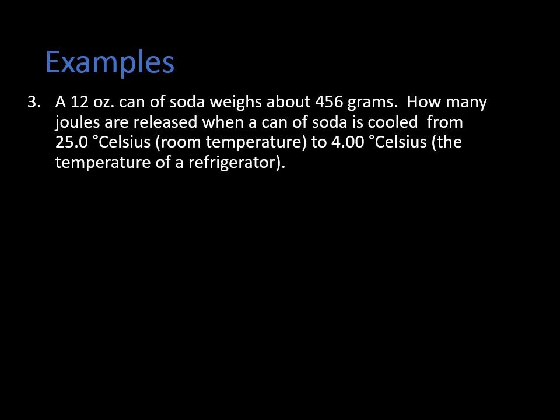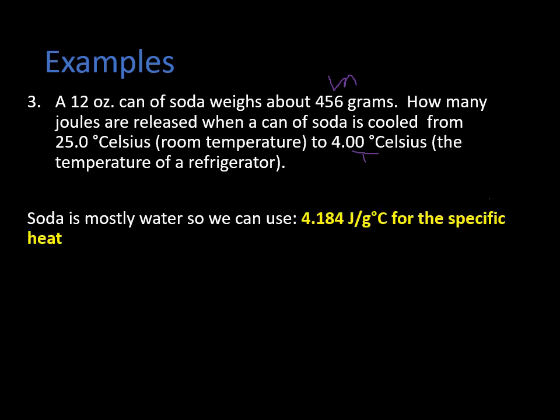Okay, and one final example. A 12-ounce can of soda weighs 456 grams. How many joules are released when a can of soda is cooled from 25 degrees Celsius to 4 degrees? Here we can see we have a mass. We have temperature change that we can solve for. But what is the specific heat? Well, in this case, we know that soda is mostly water, so I'm just going to use the number for water. All right, I'm going to pause here again and let you try this problem.